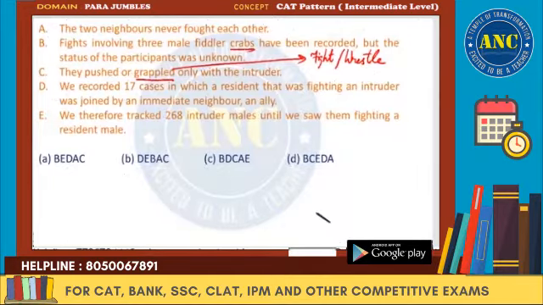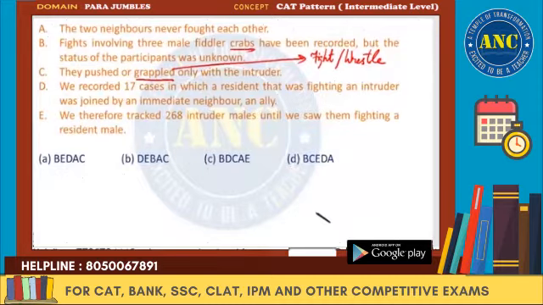So you can't start with D. We recorded 17 cases in which a resident that was fighting an intruder was joined by an immediate neighbor and ally. But if you look at the overall five sentences, we would know that he's talking about the crab resident, crab ally and crab intruder, right? So D is clearly not a good way to start off the whole conversation. Once you introduce that we're talking about crabs, which he's doing in B, only after that will every other sentence start to make sense, because you are now putting a context that we are going to talk about fiddler crabs, right? So start with B.